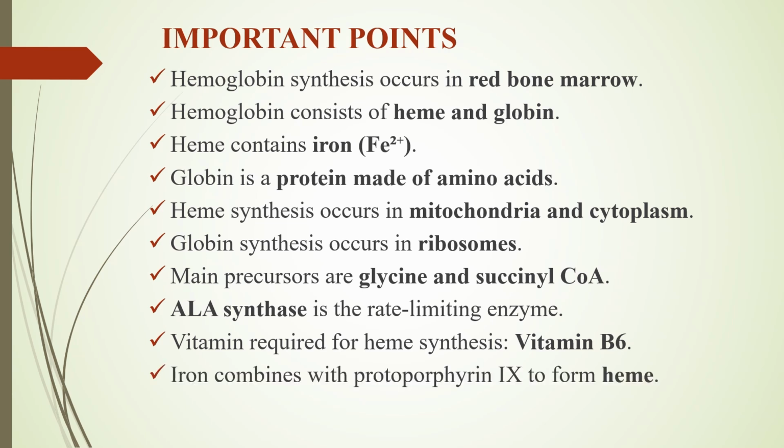Then the vitamin required for heme synthesis is mainly vitamin B6. Iron combines with protoporphyrin 9 to form the heme molecule. So this protoporphyrin 9 ring will combine with Fe2 positive, and it combines at the center of this ring and forms the heme molecule. The enzyme adding iron is ferrochelatase, which was the last step of the synthesis, where the ferrochelatase enzyme attaches Fe2 positive iron, that will form the heme molecule.